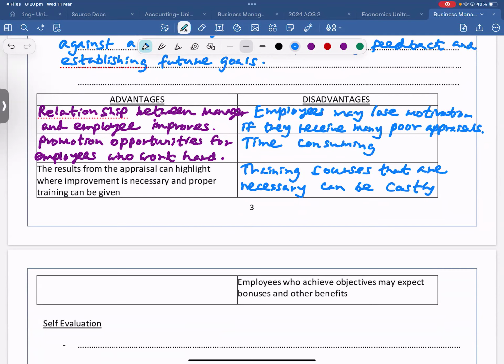However, disadvantages could be that those training courses can be costly and time consuming, and sometimes back-to-back poor appraisals may cause the employee to lose motivation. And sometimes, if the employee achieves the objectives, they would expect bonuses and other benefits.